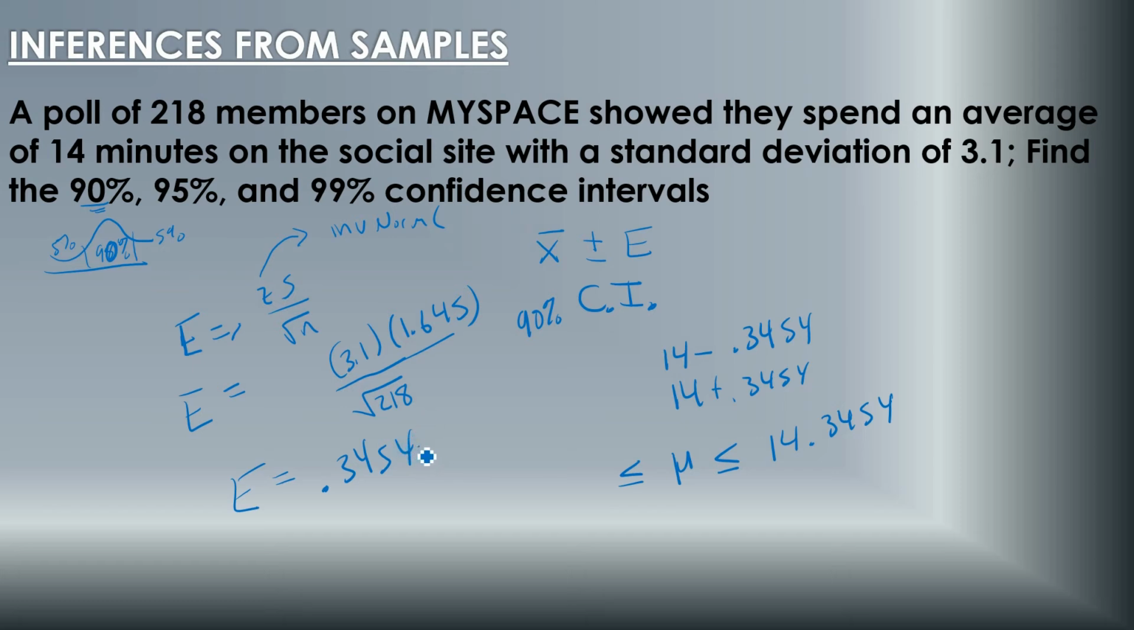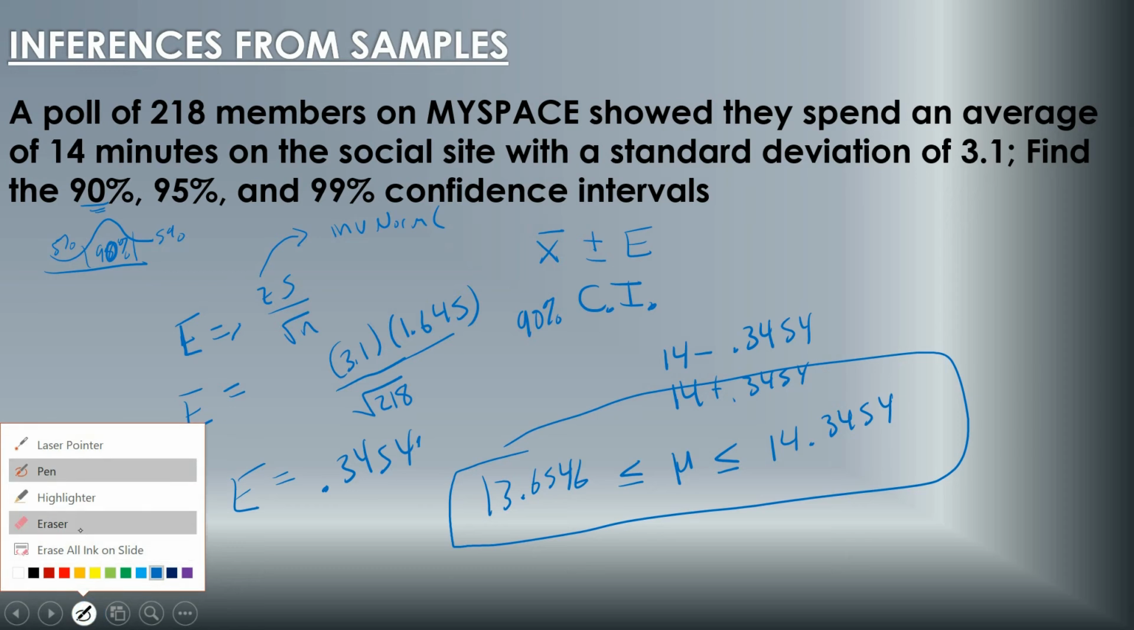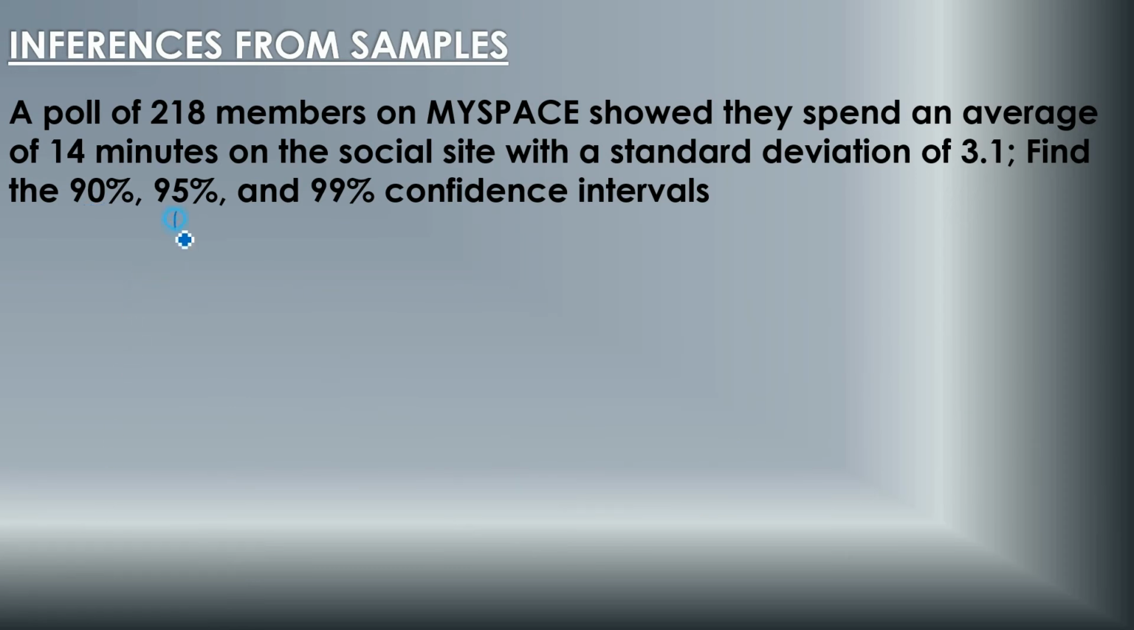And I get 13.656. And that is my 90% confidence interval. Okay, let's take a look then. I'm going to hopefully clear all that. And now let's do the 95% confidence interval.